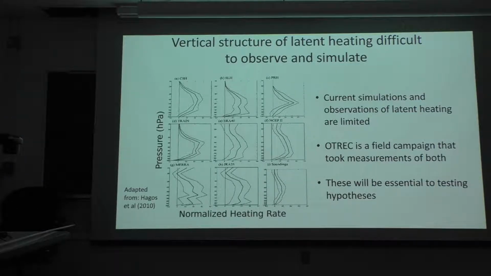But these latent heating structures are both difficult to observe and difficult to simulate. Here are a few different examples of the latent heating profiles that we need to get right in order to properly simulate tropical meteorology. But the current observations are extremely limited, which is part of why we have the OTREC field campaign in order to take direct measurements of both the vertical motion and the latent heating profiles. And the OTREC data set is going to be extremely important for testing our hypotheses on actual data, not just simulations.